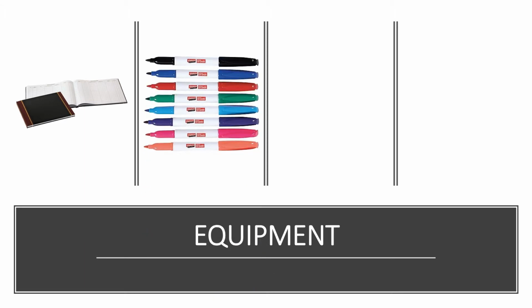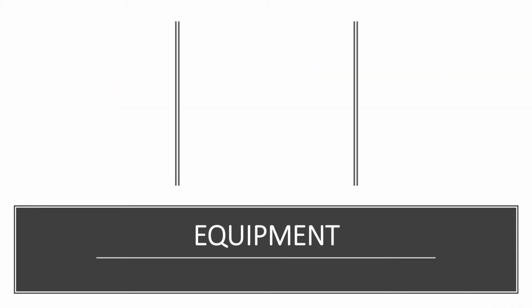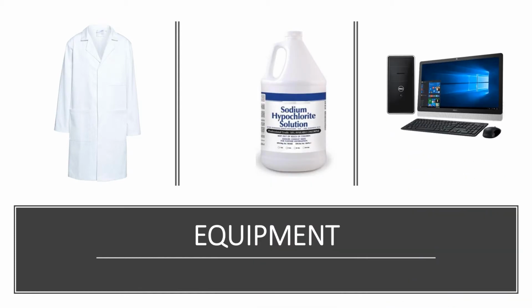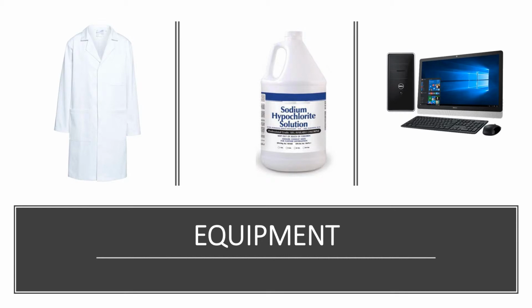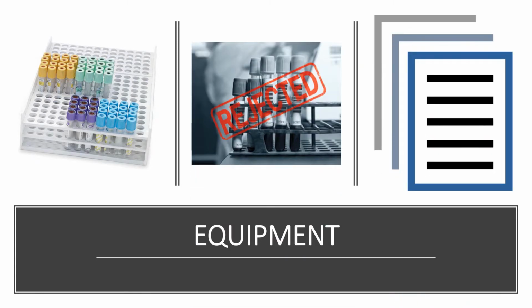The equipment required at the accessioning or sample receipt desk are laboratory register book, fine tip markers, gloves, pens black and red, laboratory coat, disinfectant, accessioning register or computer for accessioning, sample racks, rejection forms, and documentation procedures, for example, reconciliation forms or register for outside samples.